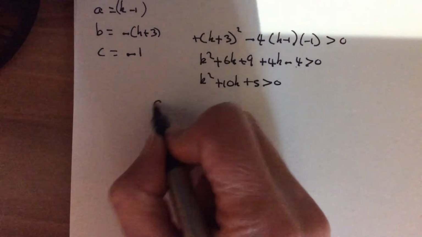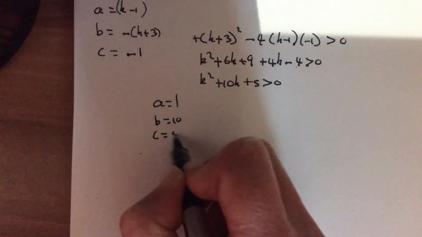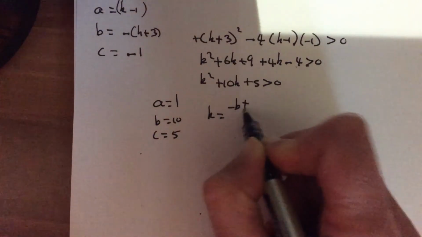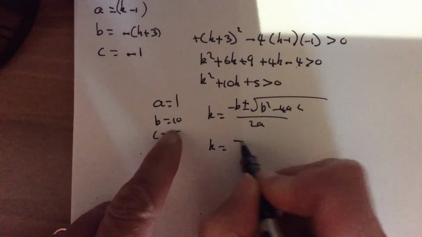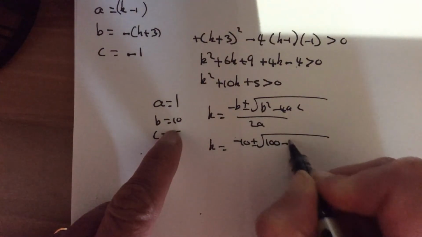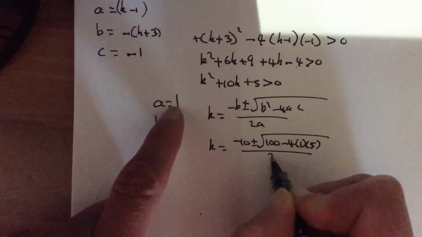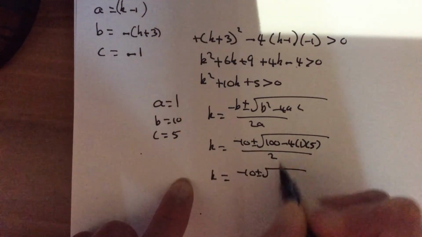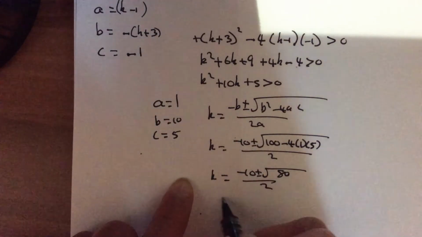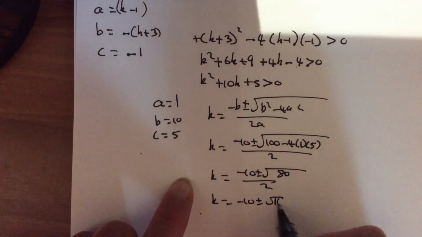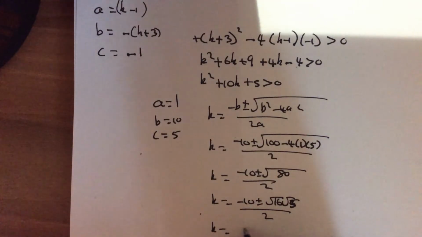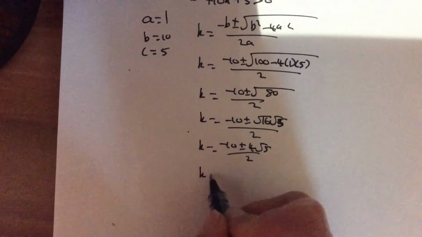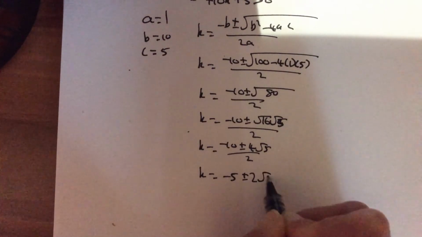That doesn't factorize, so we're going to have to use the formula. A is 1, B is 10, C is 5. So k equals minus b plus or minus the square root of b squared minus 4ac, all over 2a. So k equals minus 10 plus or minus the square root of 10 squared minus 4 times a times c, all over 2a. So k is minus 10 plus or minus the square root of 100 take away 20, which is 80, over 2. Now, 80 is the same as the square root of 16 times the square root of 5, so minus 10 plus or minus 4 root 5, over 2. Now, divide through by the 2. So k equals minus 5 plus or minus 2 root 5.